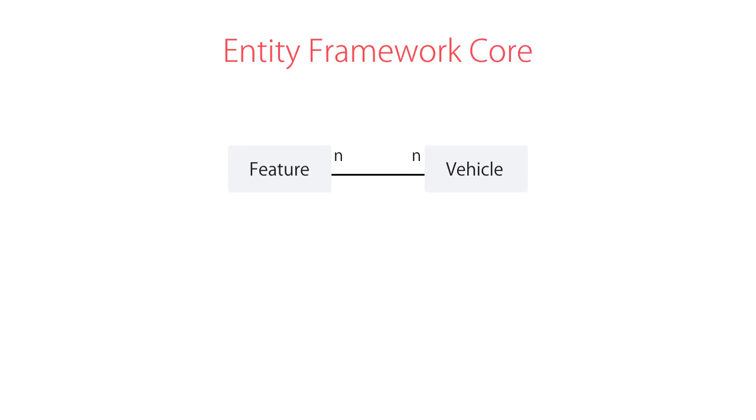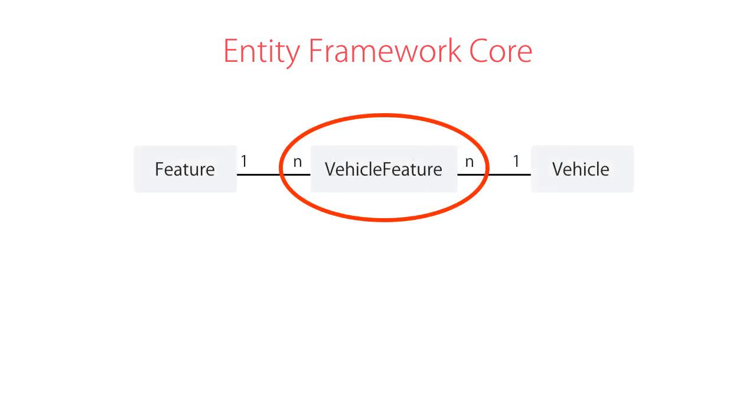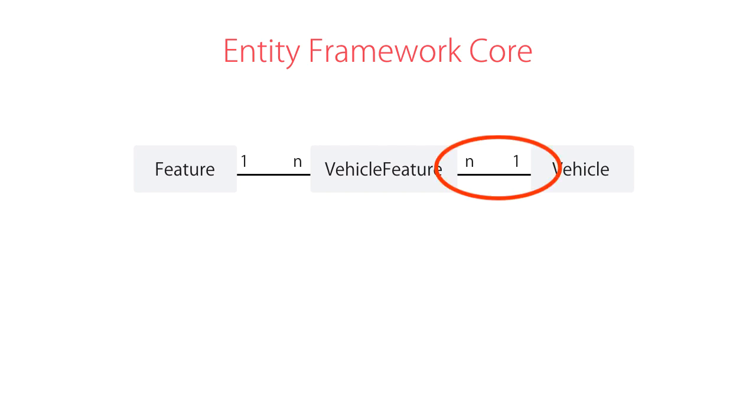So for the purpose of this course, if you're using Entity Framework Core 1, in order to implement a many-to-many relationship, you need to add a mapping class in the middle of your relationship. So this is exactly like the mapping table that we have in the database, but we have to physically create this class in our domain model. So instead of associating the vehicle with the feature class, we're going to associate it with the vehicle feature class. So each vehicle is going to have many different vehicle features.